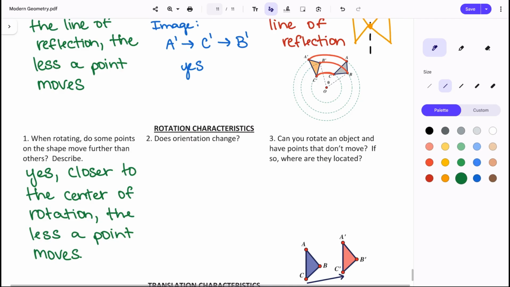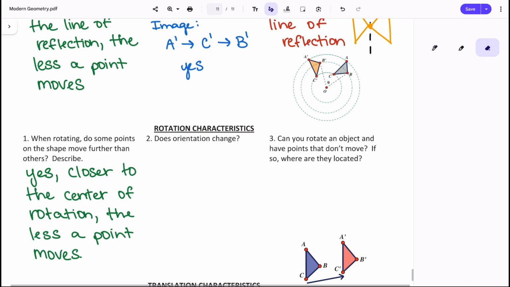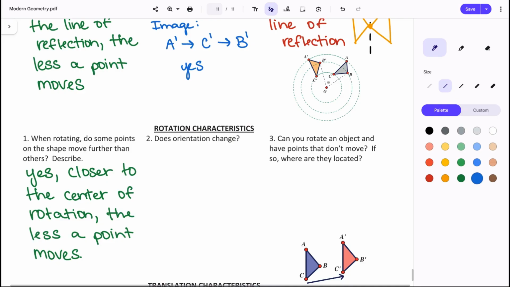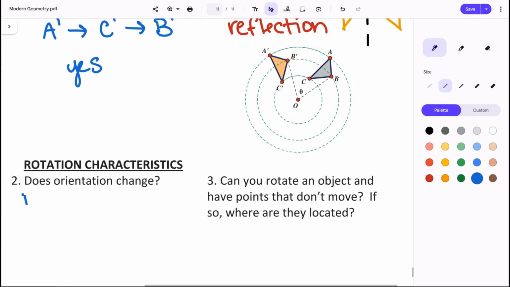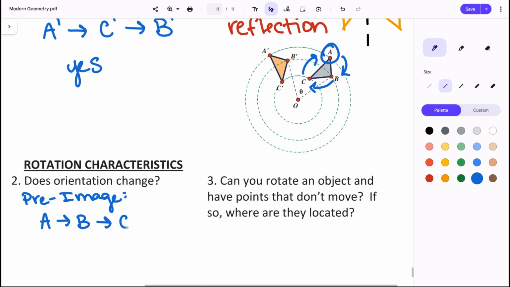Rotation characteristics, going on to number 2 here, does orientation change? So if I come back up here to my picture, this is when we're checking order of points, okay? So for my pre-image, I'm going to start at A, and let's just do what we did before. Let's go clockwise. So to B, to C, back up to A. So I started at A, it went to B, it went to C. Now let's do the same thing for the image. So you guys take a look at the image there and write down, again, starting at the same initial point and going in the same direction, the order of points that you hit.